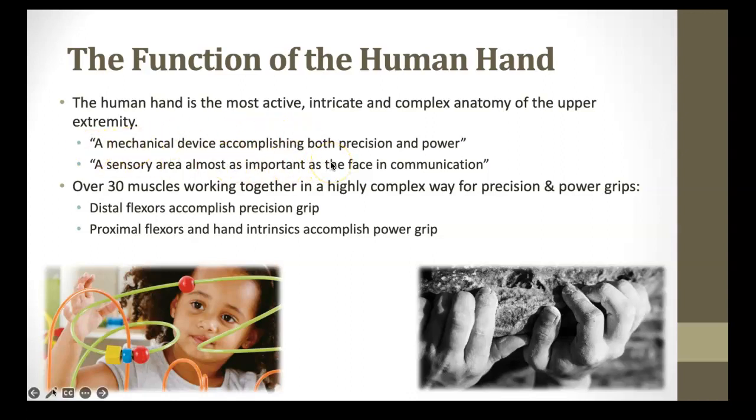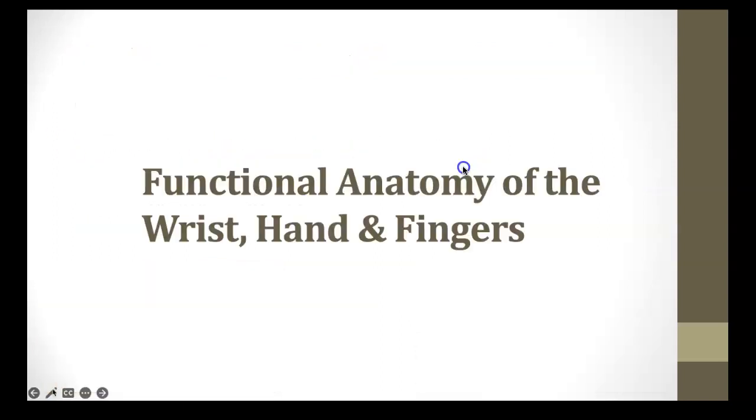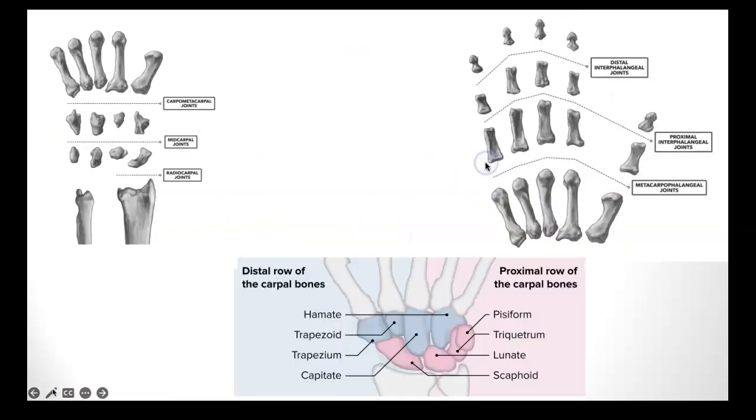But I need you to understand the importance and the role of the hand, right? It's much more than just something that we wave. It allows us to do these tasks that separate us from other mammals, right? We have this thing called a thumb, which makes us uniquely and distinctly made. So let's dive into the functional anatomy of the wrist and the hands and the fingers.